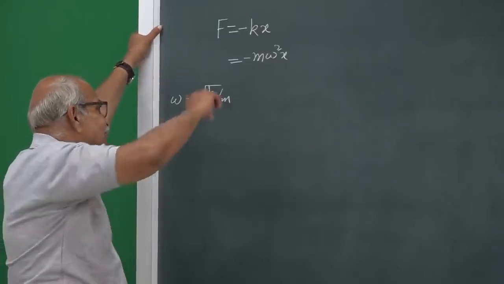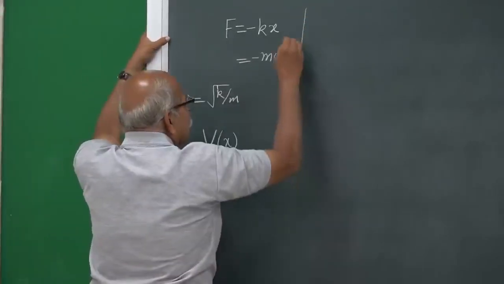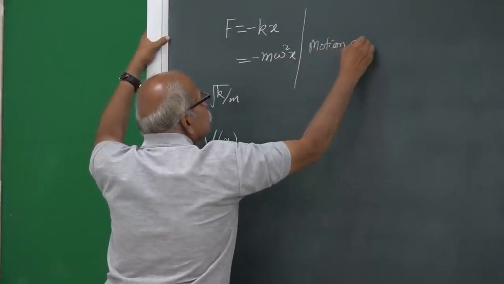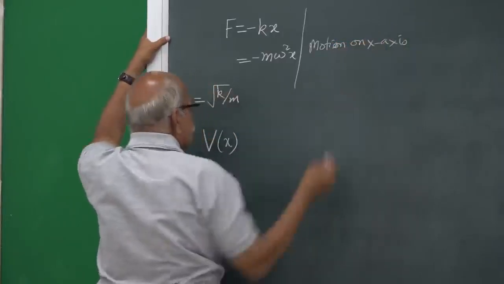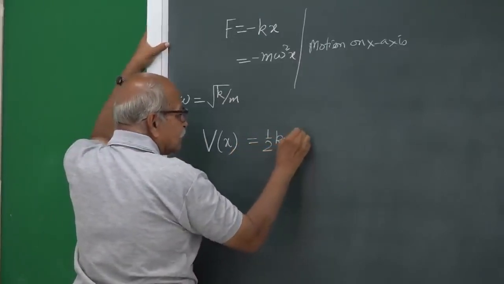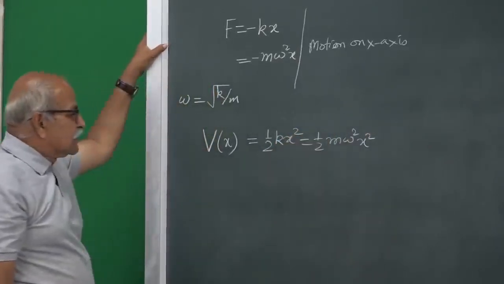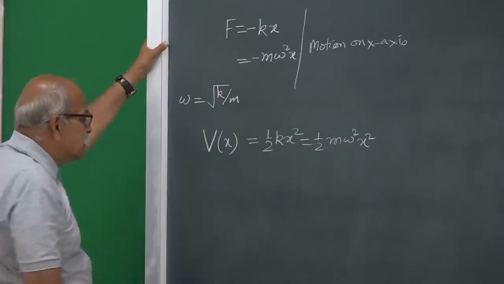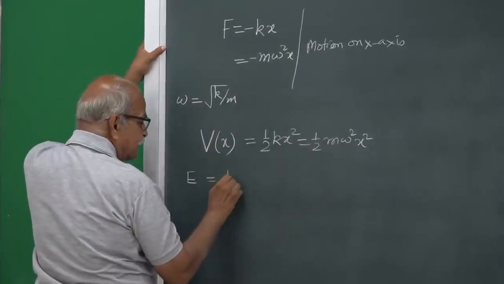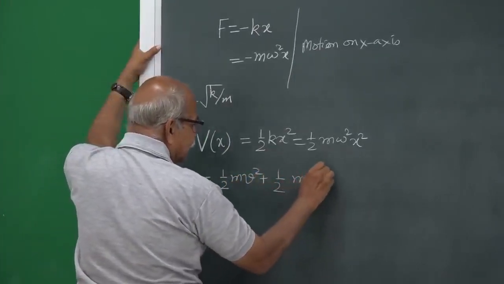But let us go to the energy. Do I have something like V of x? The entire motion is on the x axis. So, do we have some function like this? Yes, we do have. It is half k x square or half m omega square x square. This is a function, and the energy of this particle with this kind of force is kinetic energy, which is half m v square, plus half m omega square x square.